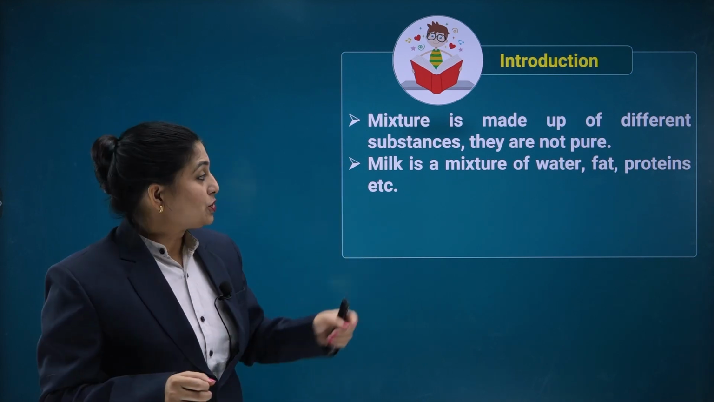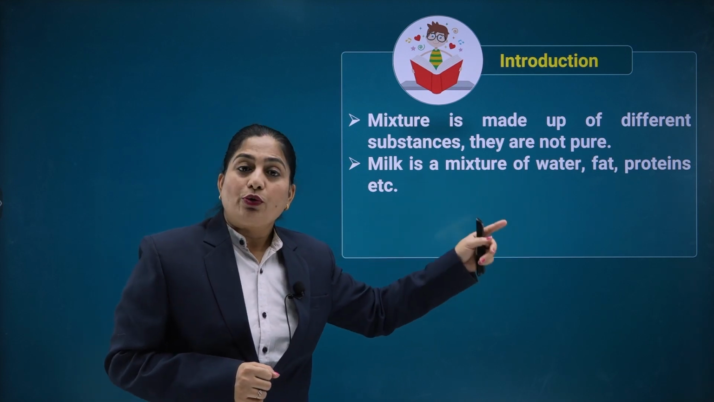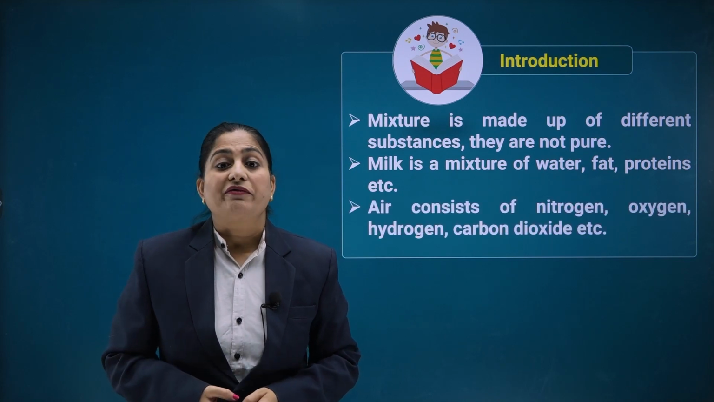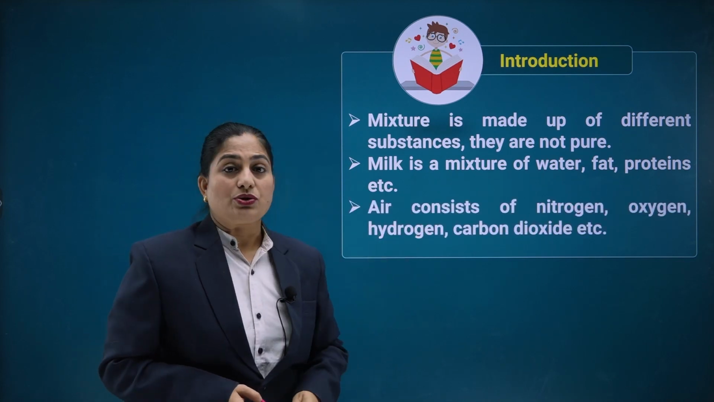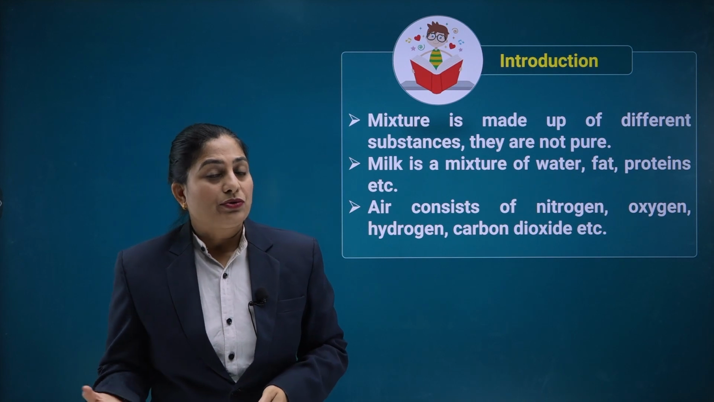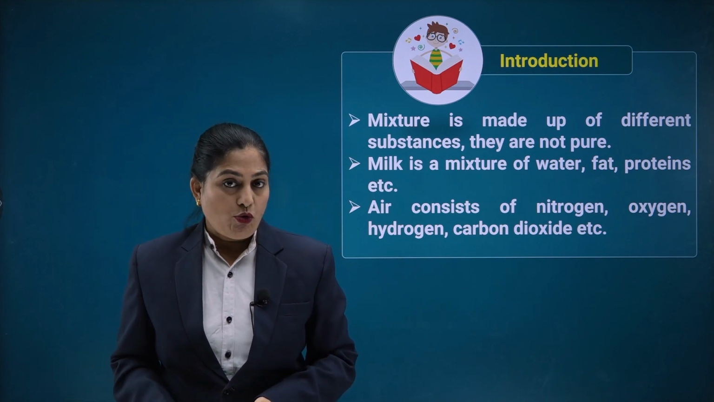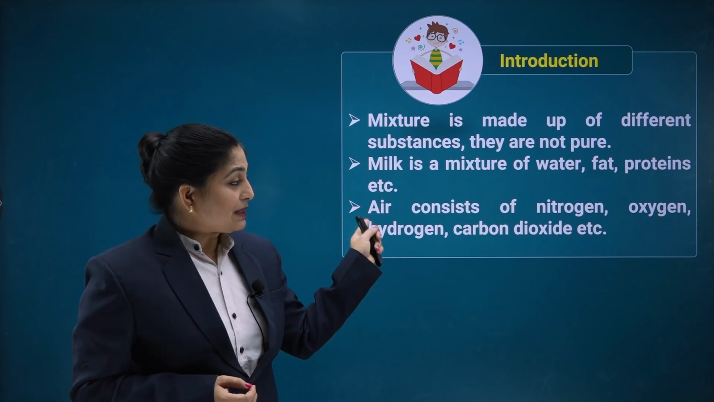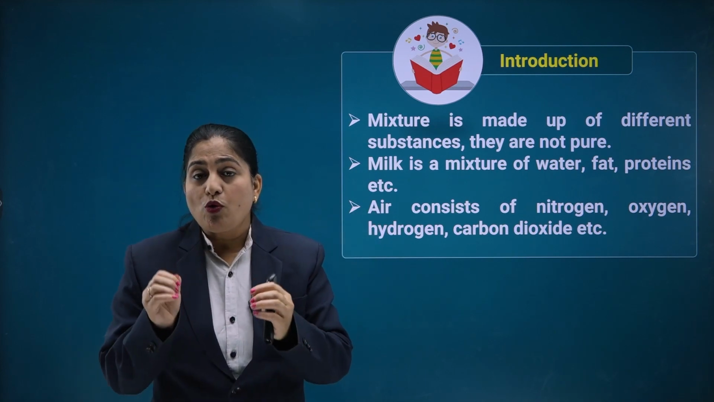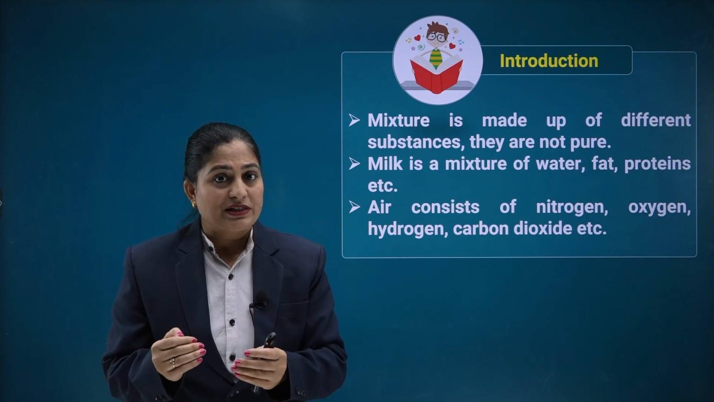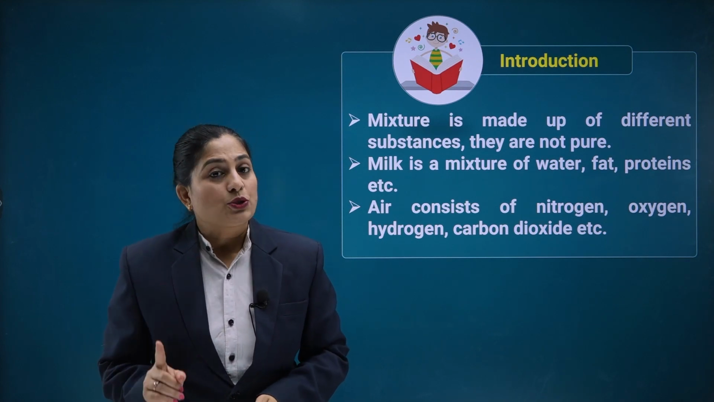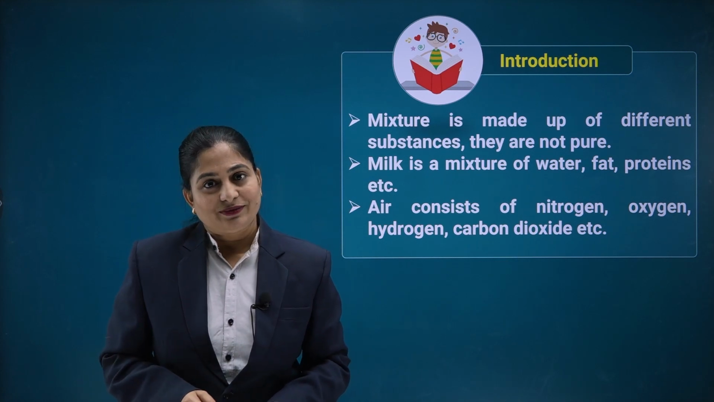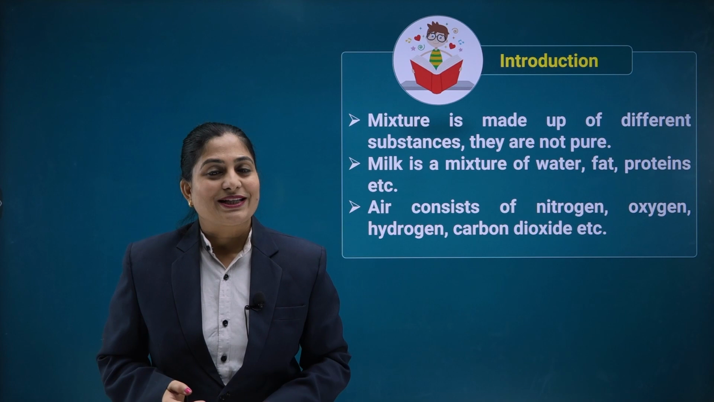Suppose I take an example of milk. Milk is a mixture of water, fats, proteins, etc. Air is a mixture of different gases. It consists of nitrogen, oxygen, hydrogen, carbon dioxide and many more. So when the substance consists of more than one type of different substances, we call it not pure, that means impure, and we call that a mixture. आगे बढ़ते हैं, डाउट्स क्लियर होते जाएंगे.